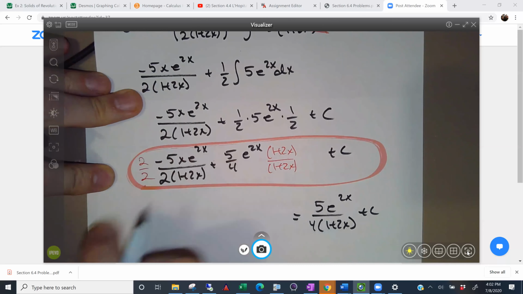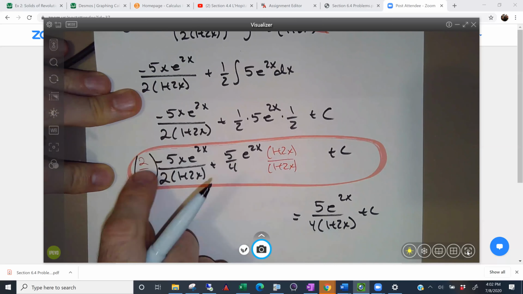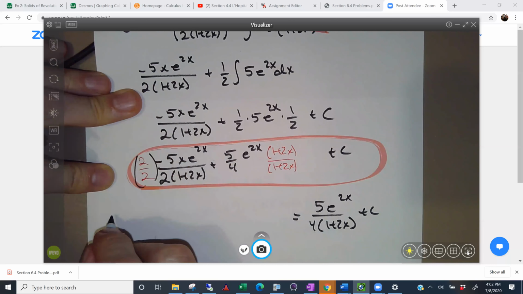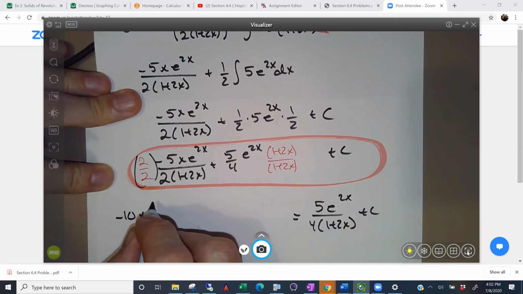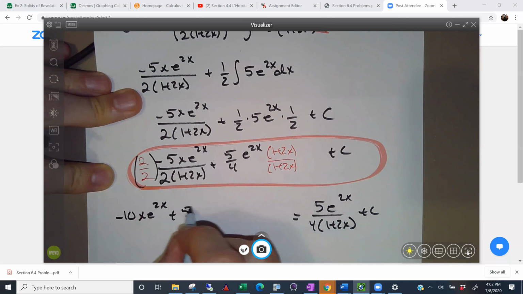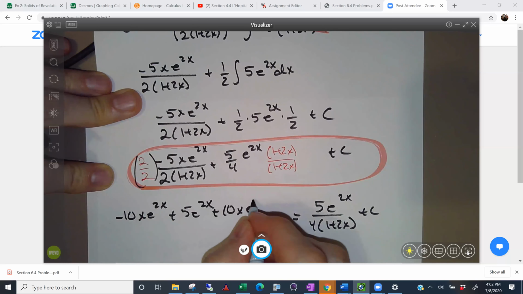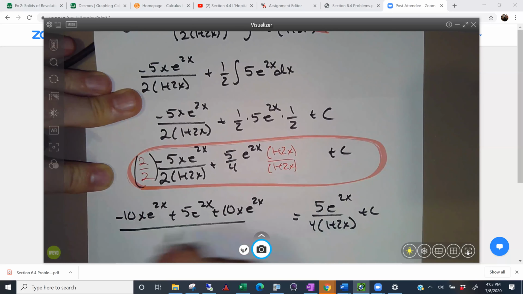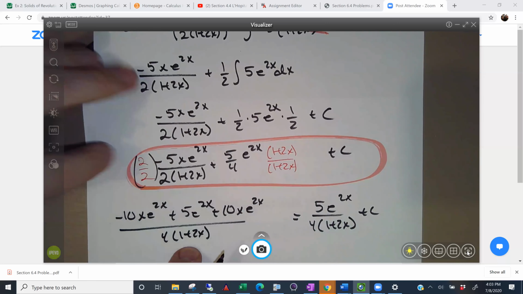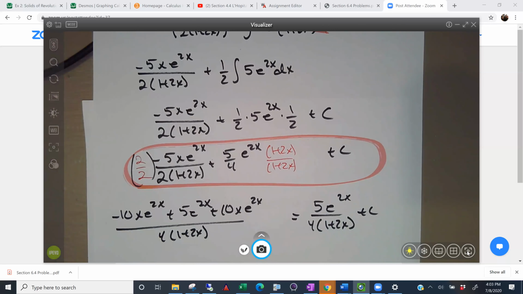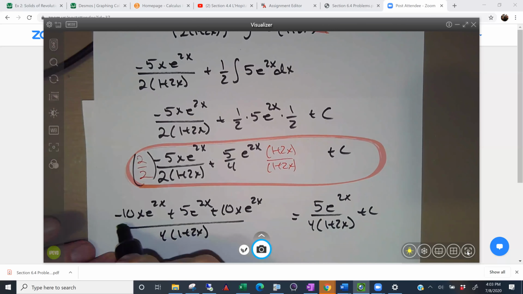So if you distribute that, distribute this, end up with negative 10x e to the 2x plus 5 e to the 2x plus 10x e to the 2x all over 4 times 1 plus 2x. And those two cancel.